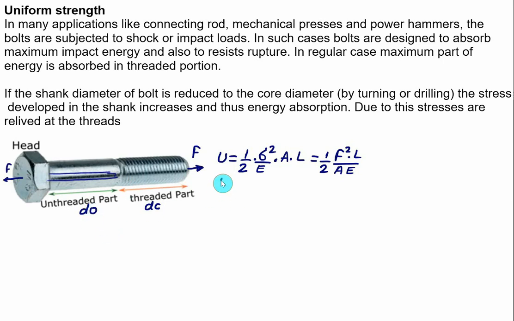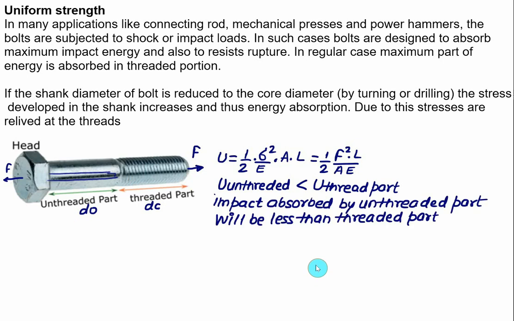So the strain energy in the unthreaded part will naturally be lower than the strain energy in the threaded part because of area. Area is lower, so the strain energy will be higher. This is just proved for the threaded part. If the strain energy is different in both parts, then the impact absorbed by the threaded part will be more and less in the unthreaded part. So there is a difference in the strain energy of the unthreaded part and the threaded part.